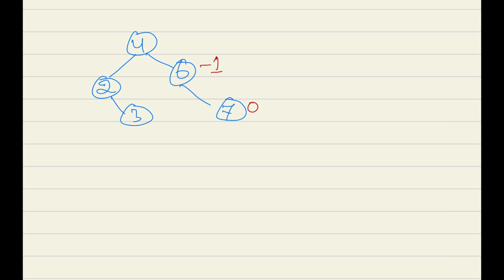That means the height of the left subtree minus the height of the right subtree is equal to 0 minus 1, so it is -1.